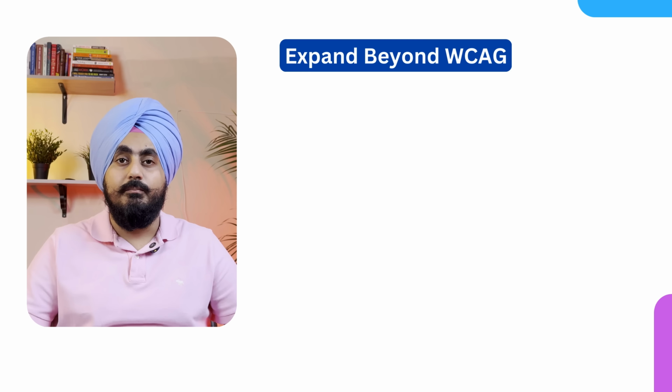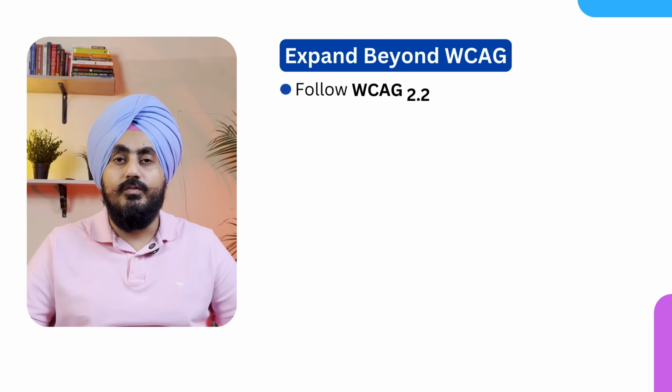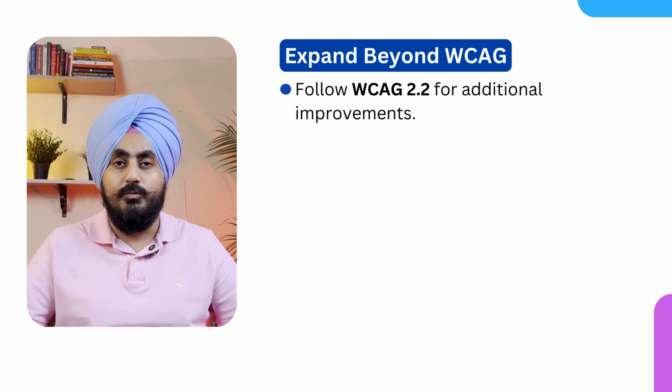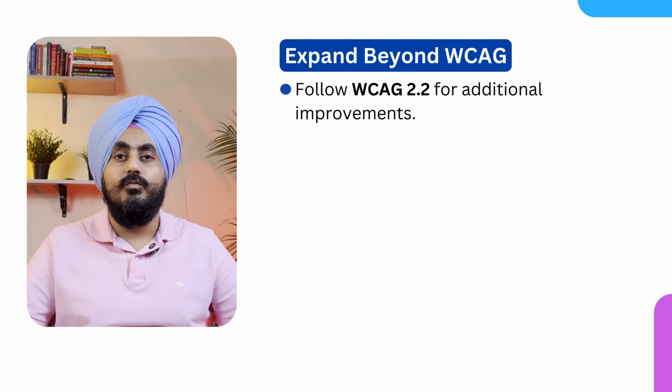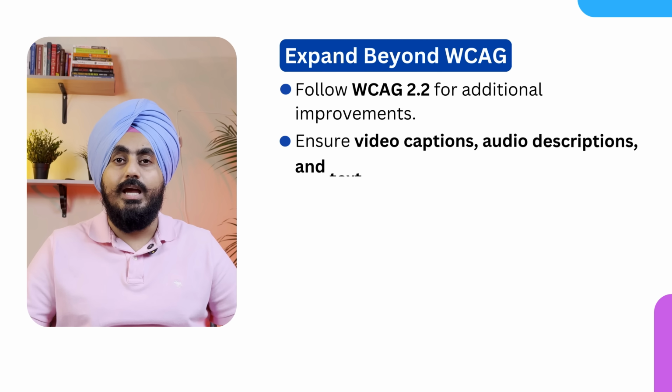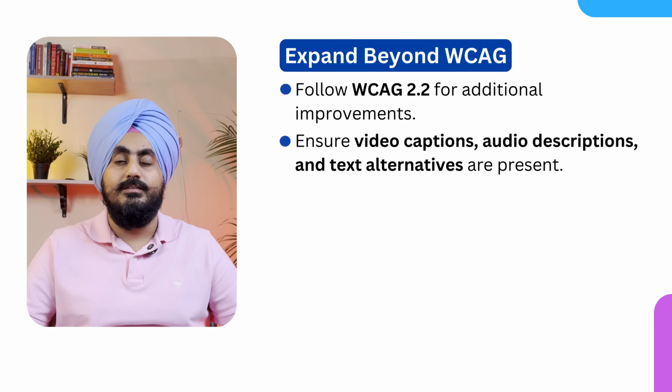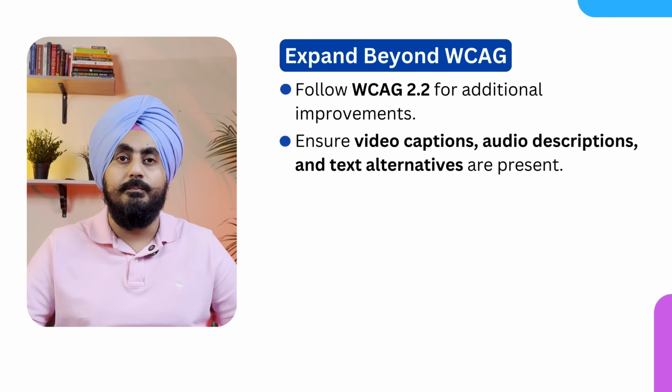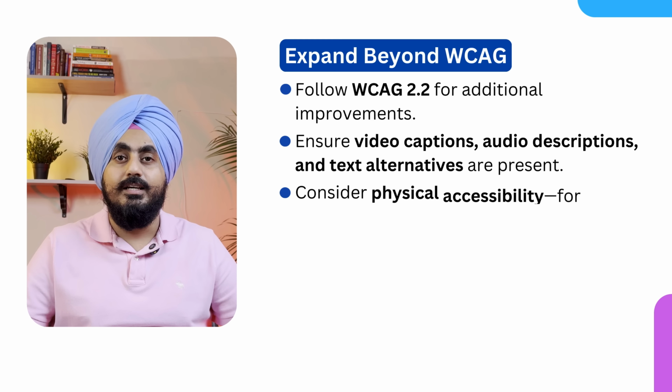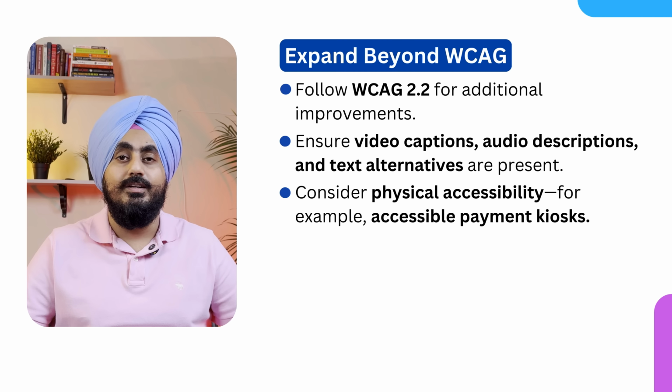Second, expand beyond WCAG. Follow WCAG 2.2 for additional improvements and look for additional requirements in EN 301 549. There are more requirements when compared to WCAG only. Ensure video captions, audio descriptions, and text alternatives are present. Consider physical accessibility, for example, accessible payment kiosks.